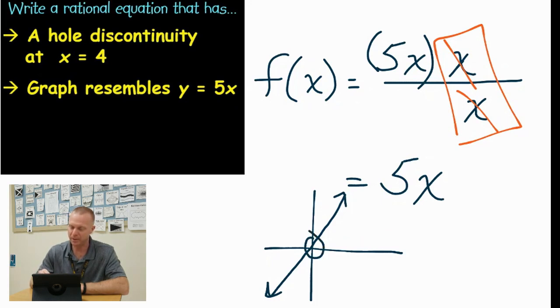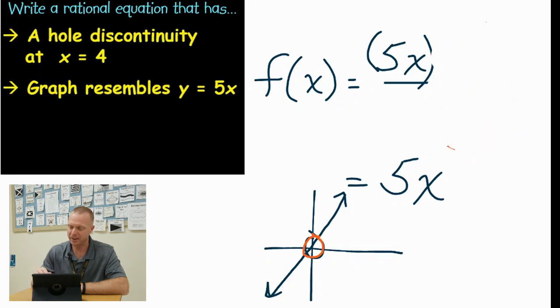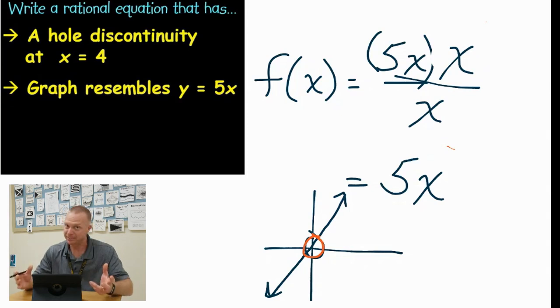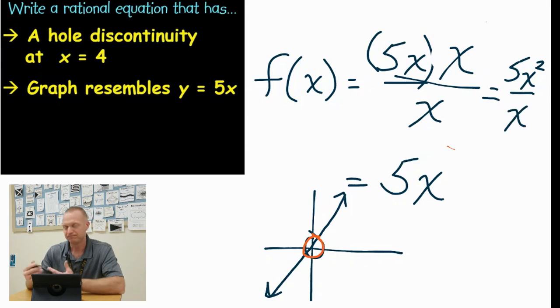And the reason it has a hole there is because of these x's in the beginning. Sometimes kids will say, why do I bother putting those x's there in the first place? Well, you put them there because you want to have a hole in the graph. If you didn't put them there, you would end up with just a line. So we have a line that looks like 5x, but again, it's not. It's 5x with a hole in it, which is technically a different kind of graph. It might be nice to write this as 5x squared over x, just because we can.